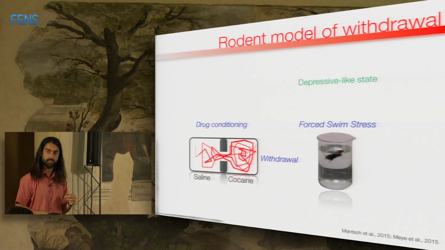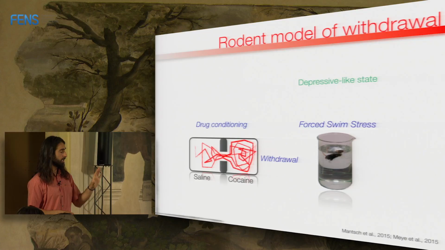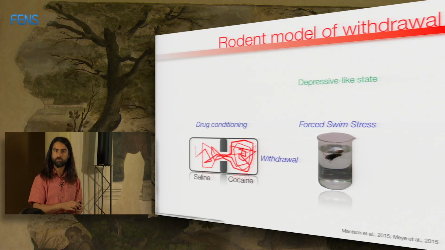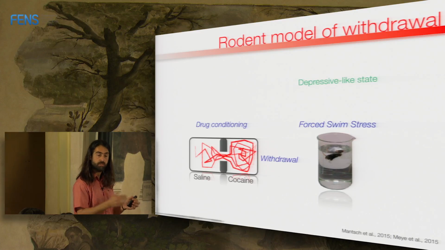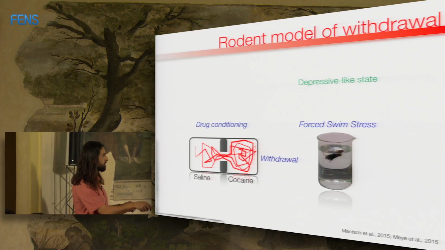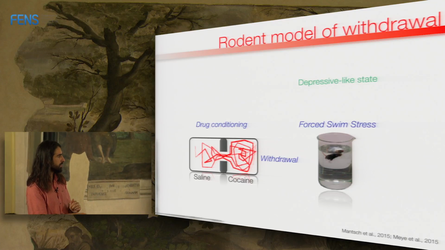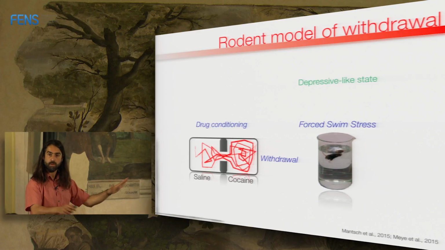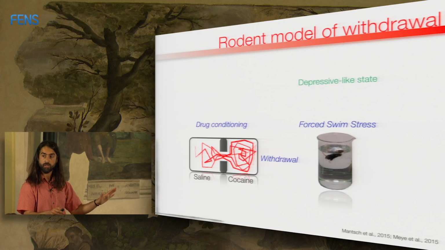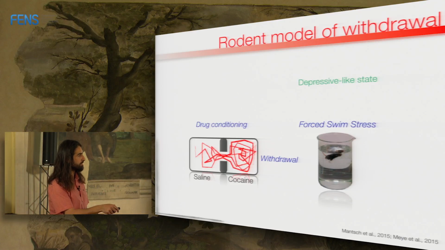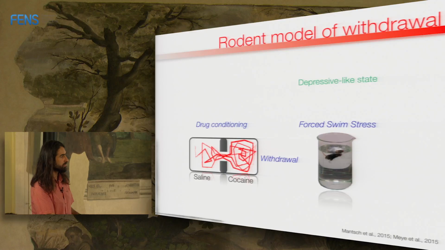How did we test this? So initially, what we did was to condition the animals to a regular apparatus, so condition them to a context with cocaine. Then we put the animals in a sort of withdrawal period where they learn about the context, and then at one point they didn't get the drug anymore. And then we test them in the forced swim stress.